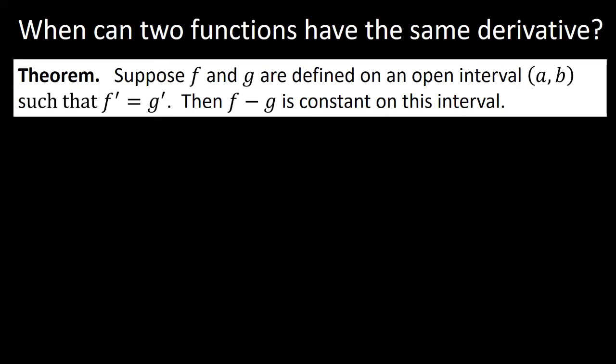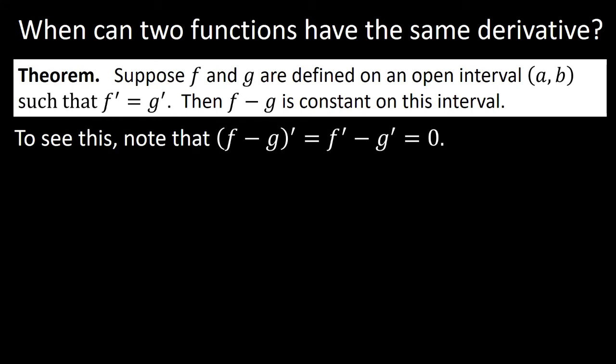And what we're saying is that that's essentially the only way that 2 functions can have the same derivative: if they differ by a constant. Well, as before, it's only if the function is defined on an open interval, and otherwise, yeah, you're going to have some exceptions. So let's suppose that f and g are defined on the open interval (a, b), and they have the same derivative. Well, then look at the derivative of f minus g.